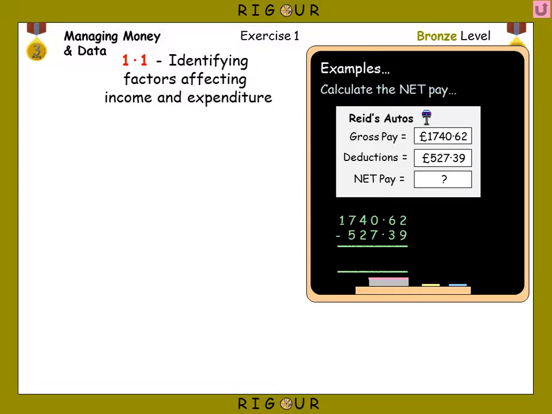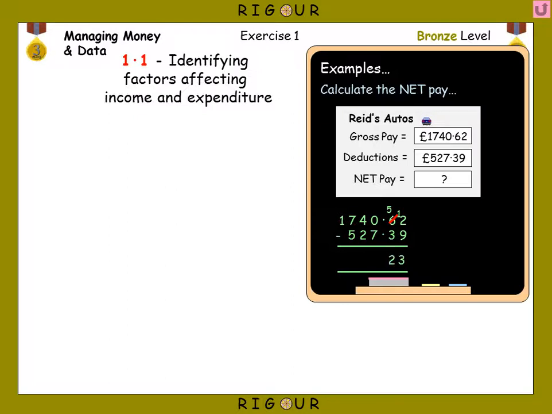So we calculate net pay by taking the deductions away from the gross pay. So we have to do the sum £1,740.62, take away £527.39. So 2 take away 9 we can't do, so we borrow one from next door. So we take one off the 6, and that becomes 5. And our units, the 2 becomes 12. So 12 take away 9 is 3. 5 take away 3 is 2.